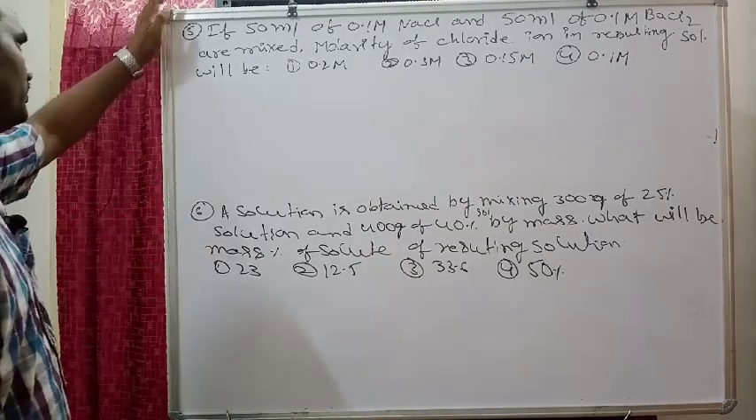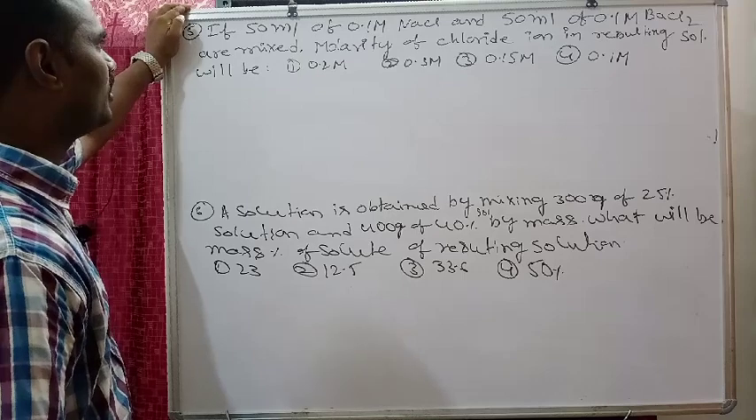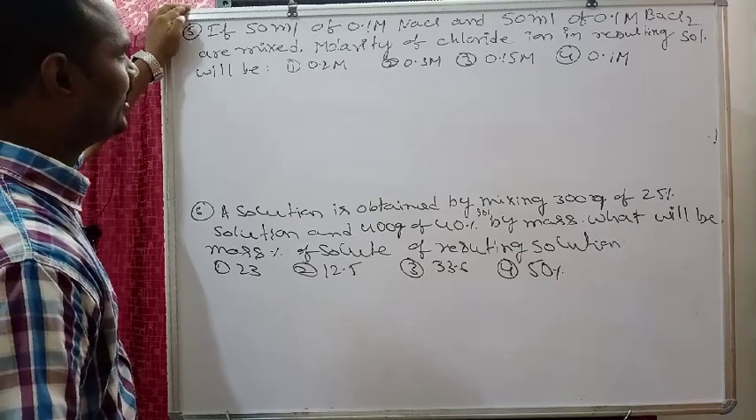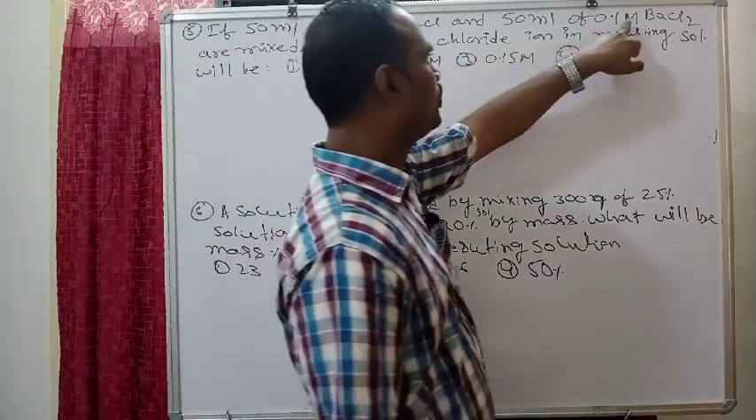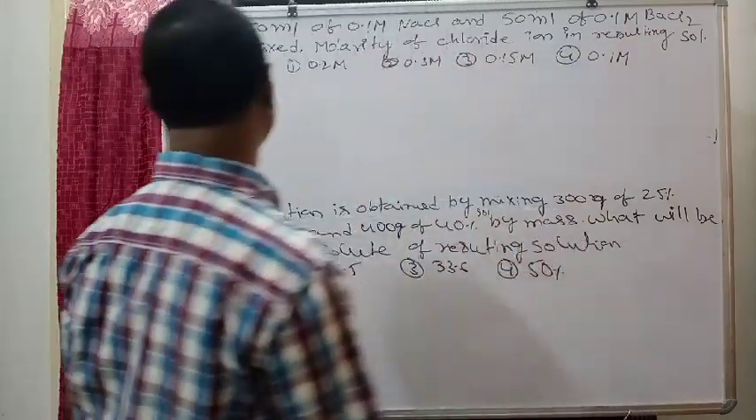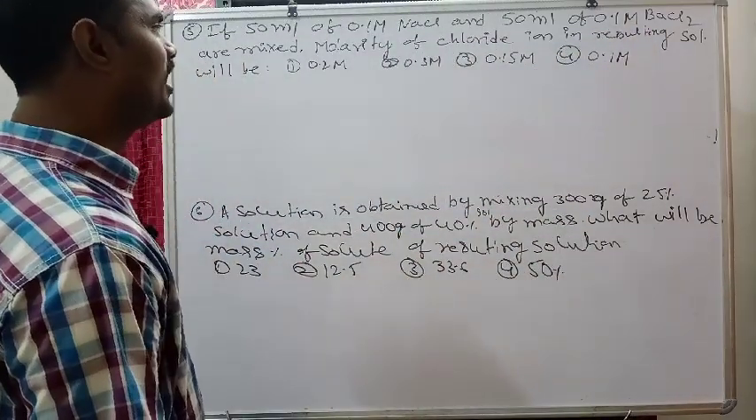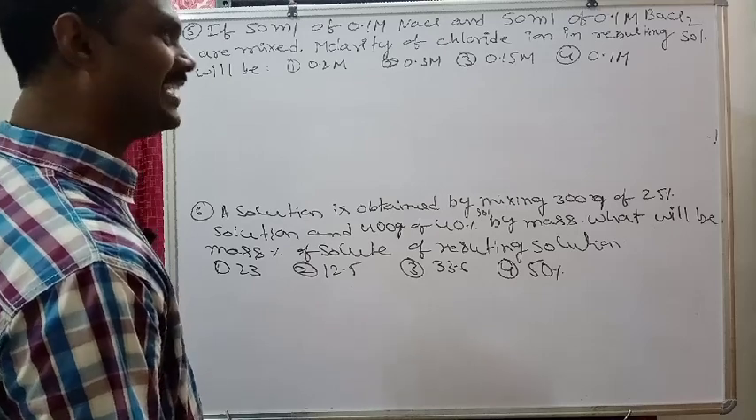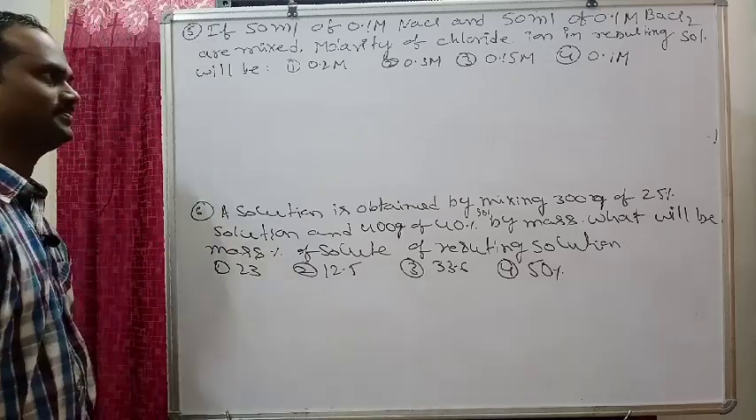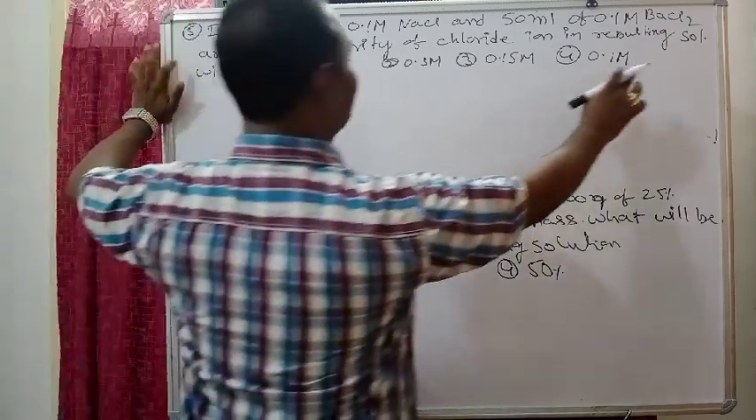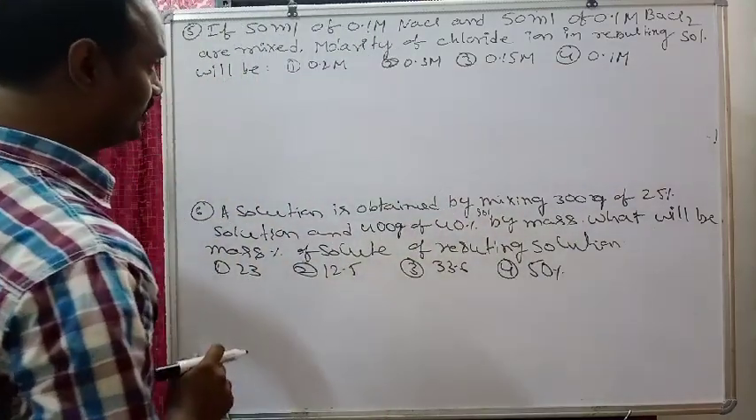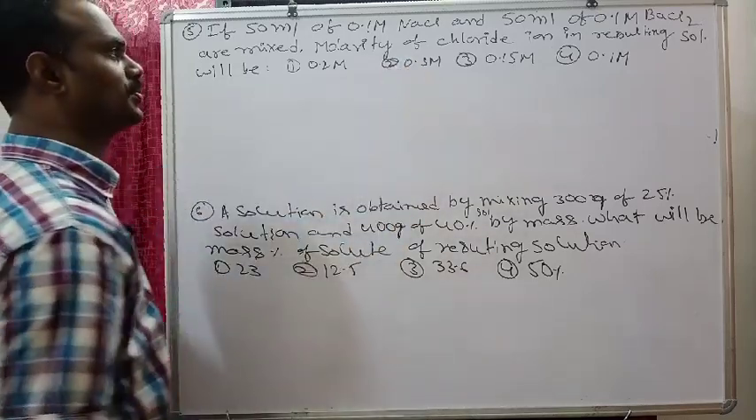Come to the next problem. If 50 ml of 0.1 M NaCl and 50 ml of 0.1 M BaCl2 are mixed, find the molarity of chloride ion in the resulting solution. So these are the options also provided here.